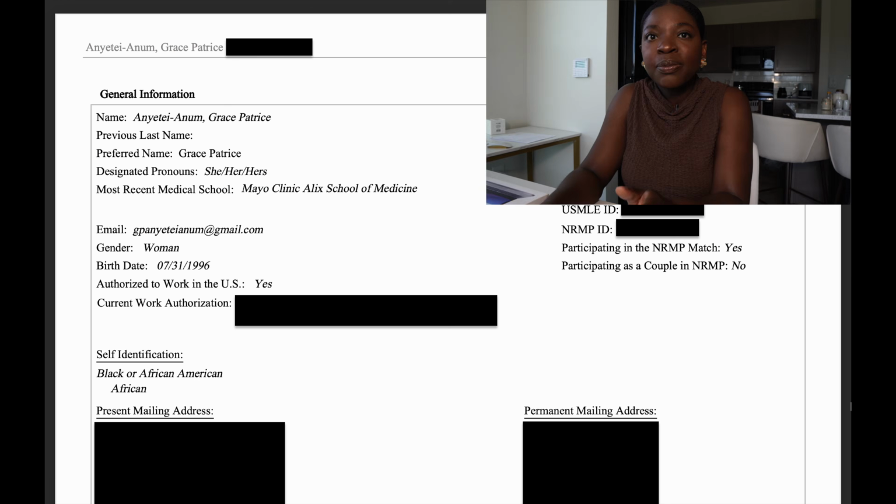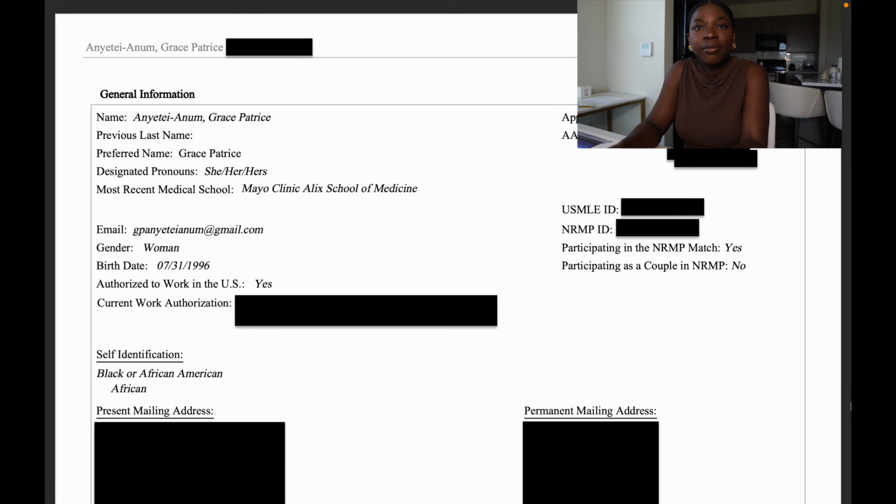I'm sharing the process of how I got 31 residency interview invites and how you can do the same and hopefully more. So I have my ERAS application printed out and we're going to go through everything I put down for my application. The first part of the application is called general information. This is the area where you put your name, your preferred name, designated program, designated pronouns, your most recent school, ID stuff, self-identification, your race, your present mailing address, and your permanent mailing address.